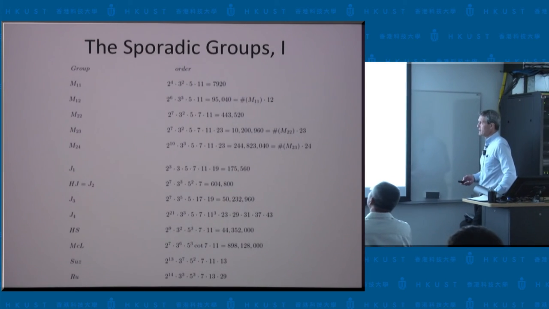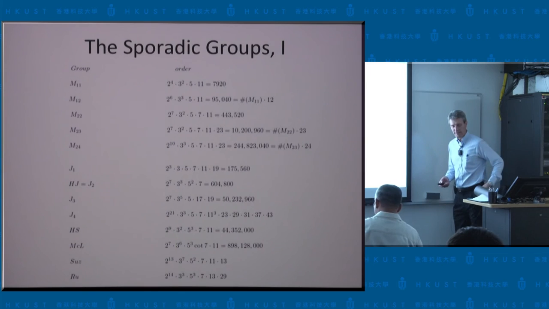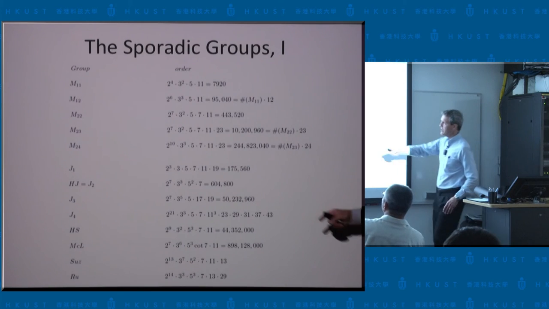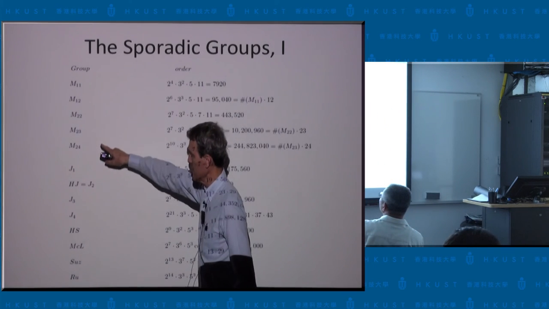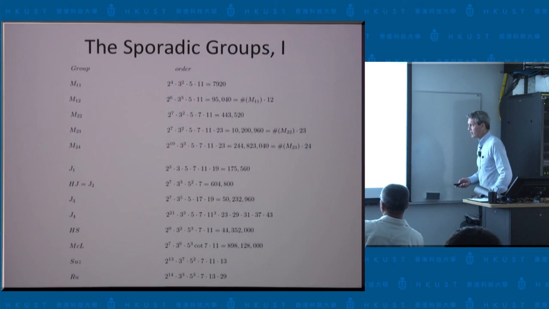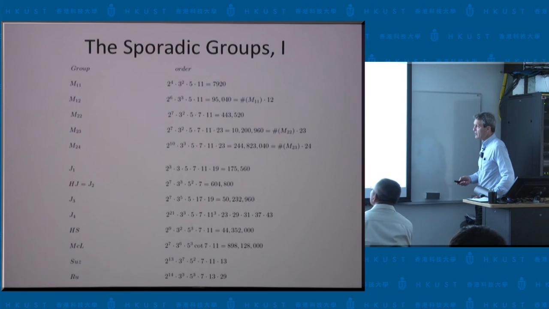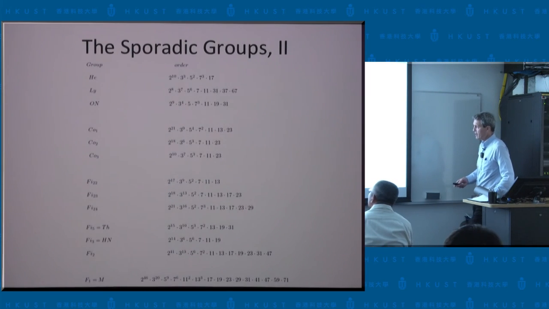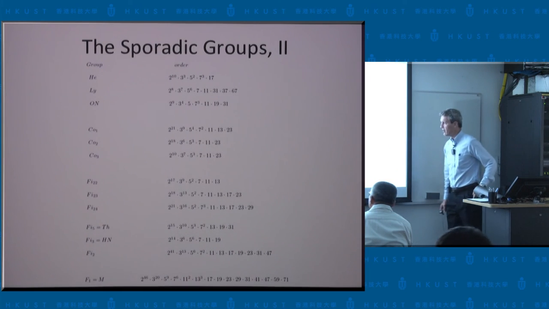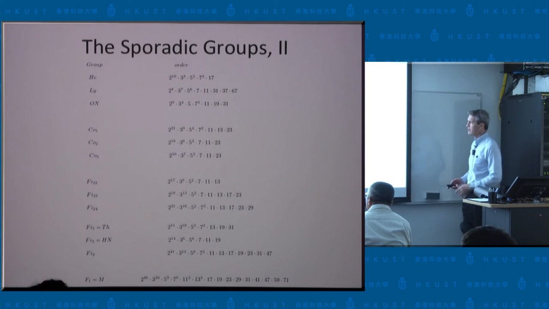The more exotic part of this classification is the sporadic groups, and here they are. Here's half of them. I won't say much about them, except these are the Mathieu groups, which were discovered in the 19th century. The rest are all products of the effort at classification in the late 20th century. Here's the other half, and this last one here is called the monster. It's huge. It's far larger than all the other ones put together.